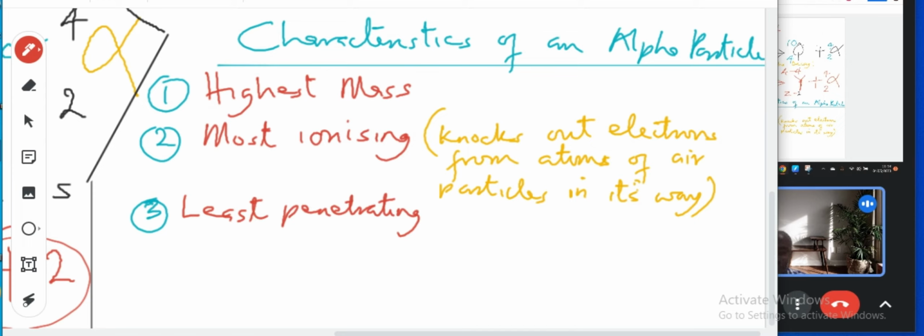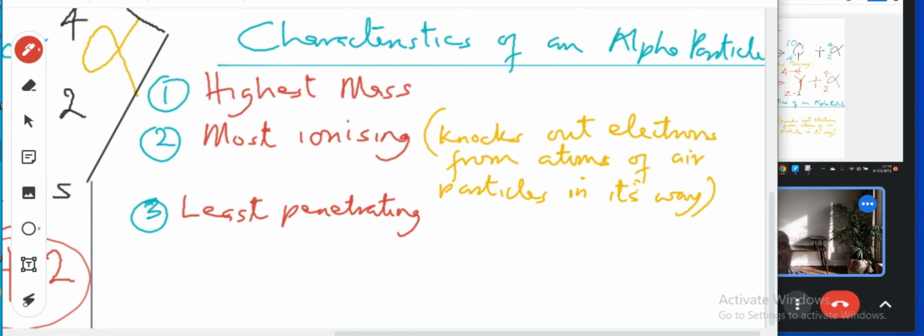Alpha is the least penetrating. It doesn't move far and then it is stopped. In fact, an alpha particle can be stopped by a few centimeters of air. It may not move from where you are to the next room, just through air. Air can stop it. It's not as penetrating as the other particles. Did you get that? Yeah.